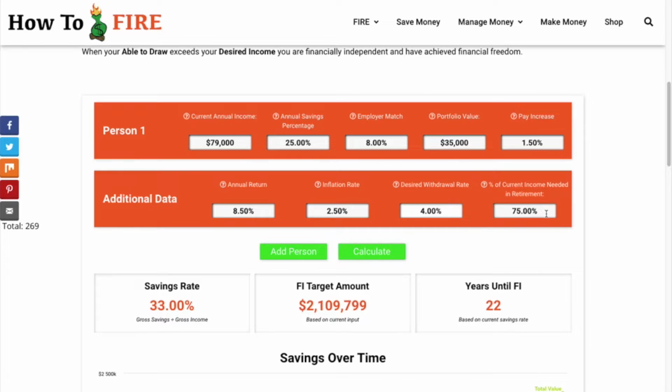Now the last entry here is the percent of current income needed in retirement. Now you just want to make sure that you're able to cover all of your necessary living expenses. Once you have all of those entries put in, you can just click calculate.